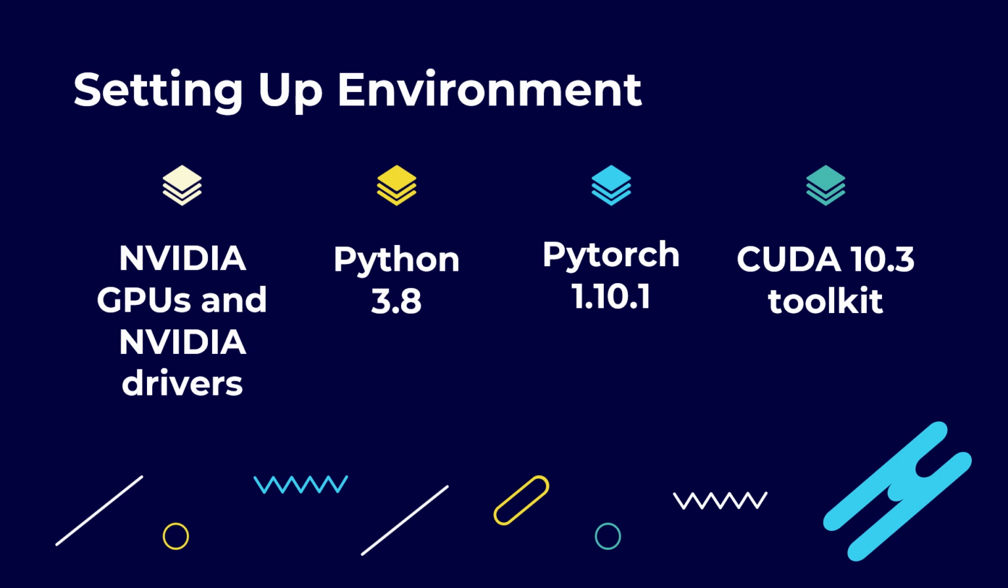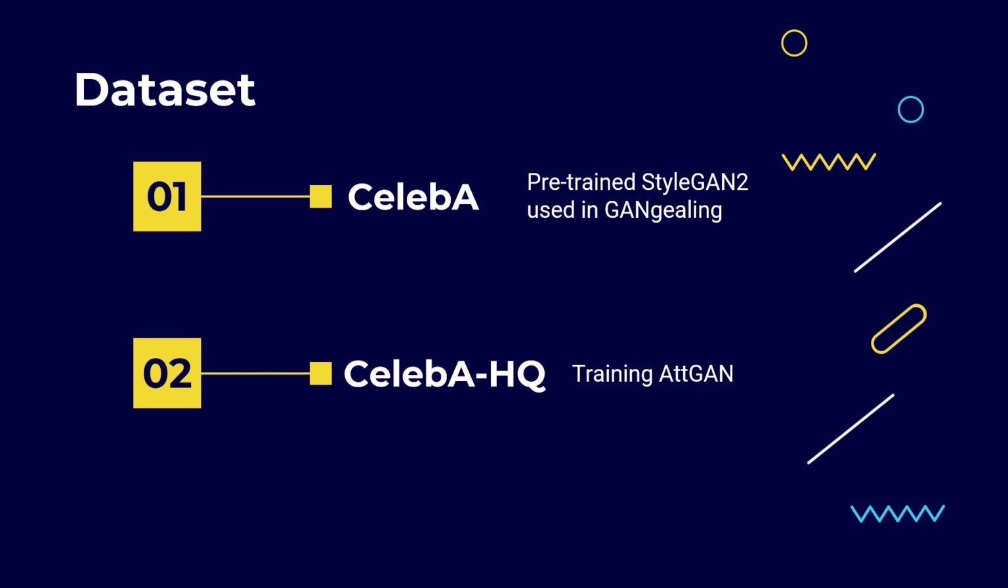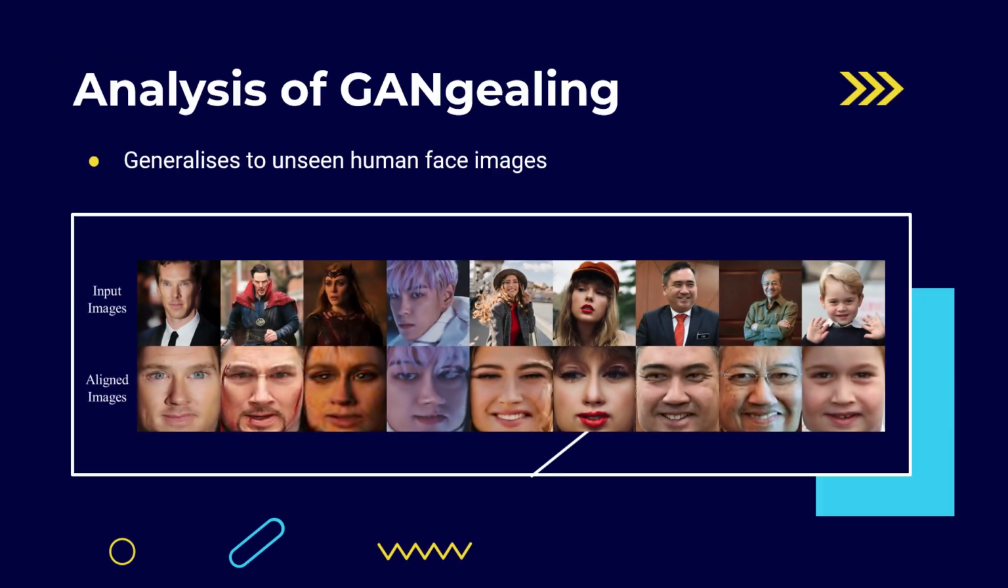These are the environment settings for running the following experiment. The dataset used include Cecelia and Cecelia HQ. The pre-trained StyleGAN tool used in GAN is trained on Cecelia, while the ATT-GAN is trained on Cecelia HQ to avoid some undesired artifact.